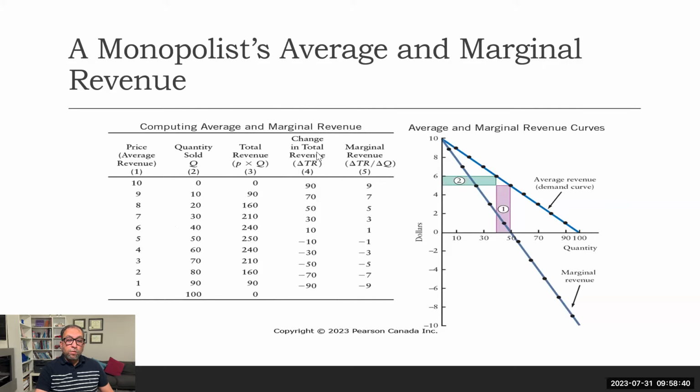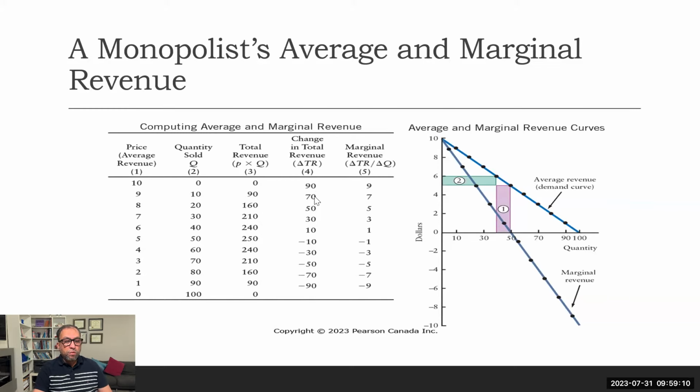Now, if we want to calculate the change in total revenue, from the first to the second it's a $90 increase, and then a $70 increase, and then $50, $30, $10, then there's a $10 negative, it's a decrease, and then again a $30 decrease, and $50 decrease, and $70, and then $90 decrease. So these are the changes in total revenue.